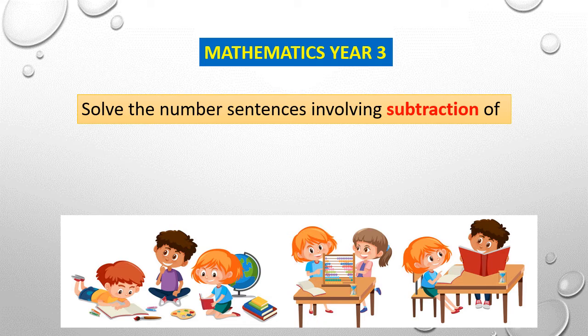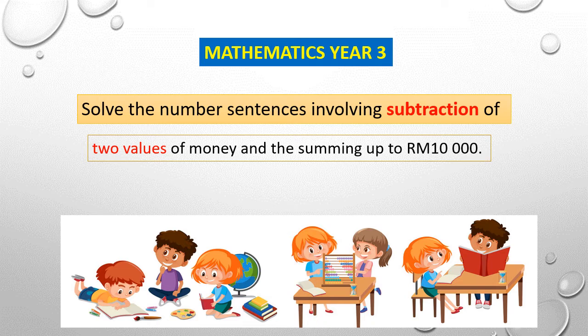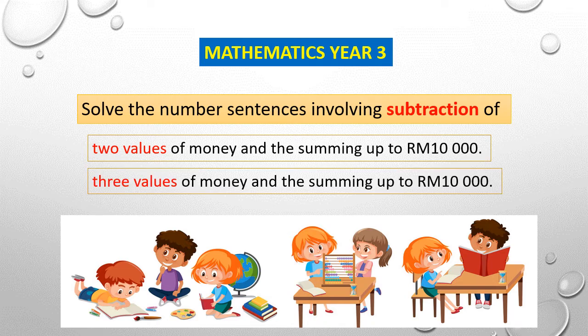Today you will learn to solve the number sentence involving subtraction of two values of money and the summing up to 10,000 ringgit and three values of money and the summing up to 10,000 ringgit.